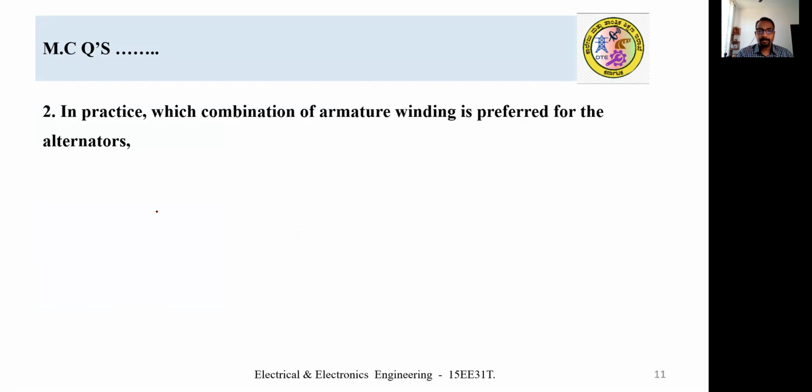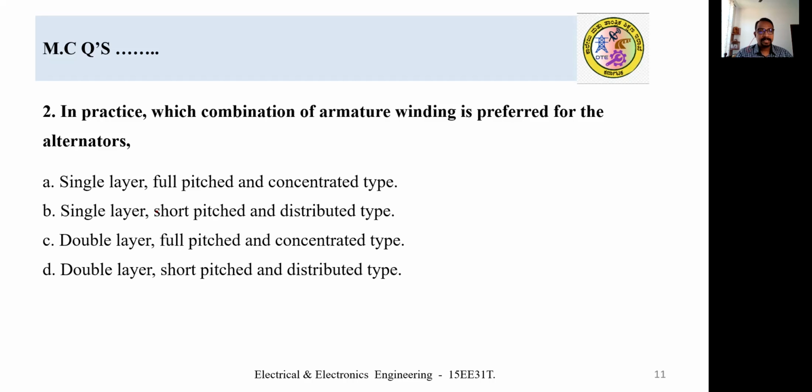As I told you in the previous slides, if we go for a concentrated winding, more EMF will be induced, but the waveform deviates from a pure sine wave. And if it is a full pitched winding, one advantage is that we get more voltage, but the waveform is distorted. Let us see the options: single layer, full pitched and concentrated; single layer, short pitched, distributed; double layer, full pitched, concentrated; double layer, short pitched and distributed. The answer is double layer, short pitched, distributed winding.